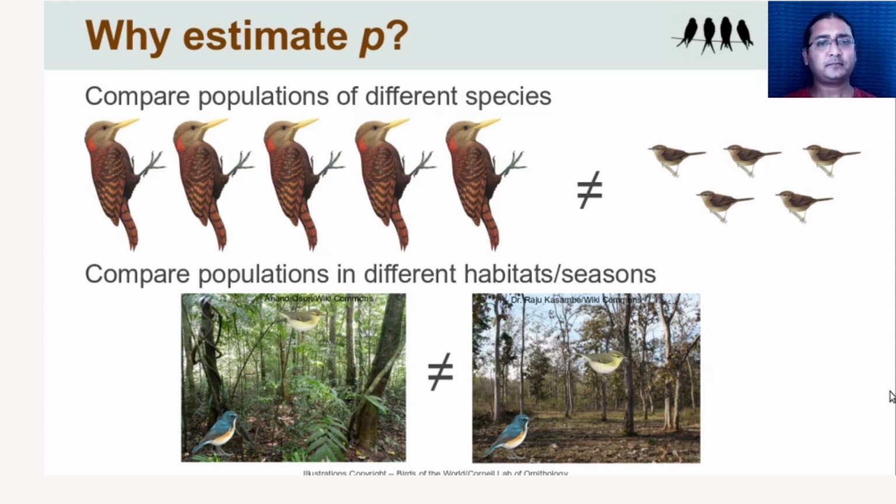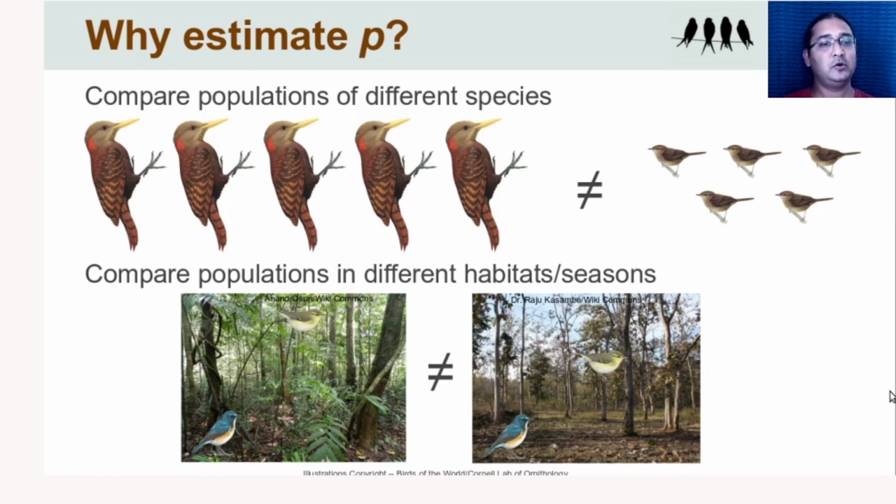In addition, if you're comparing populations of a species in different habitats, for example, or the same habitat in different seasons, then some habitats are dense. In these dense habitats, you're likely to miss a lot more birds than in a habitat that's more open, where these birds can be seen.